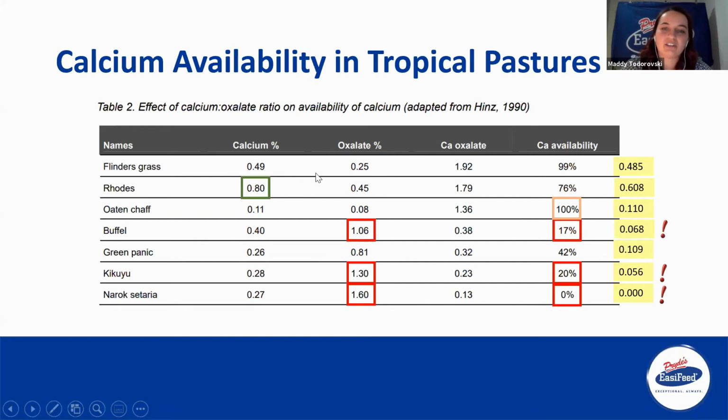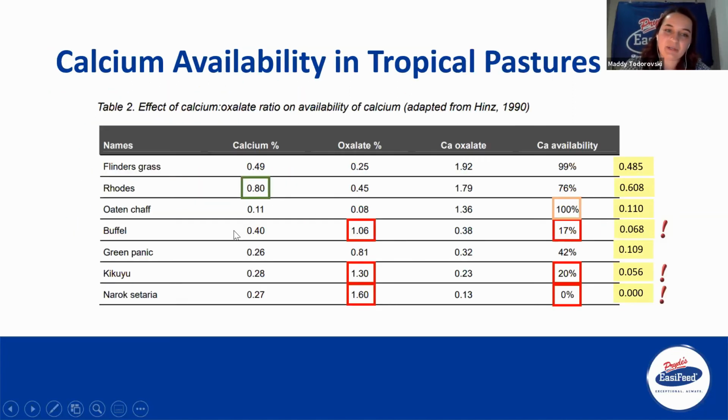So if we go down to, let's say, our buffalo grass, we've got 0.4% calcium. However, it's got 1.06% oxalate. So the calcium availability is reduced significantly down to 17%. So from that 0.4% calcium over here, we end up only having 0.068, which is almost next to nothing.